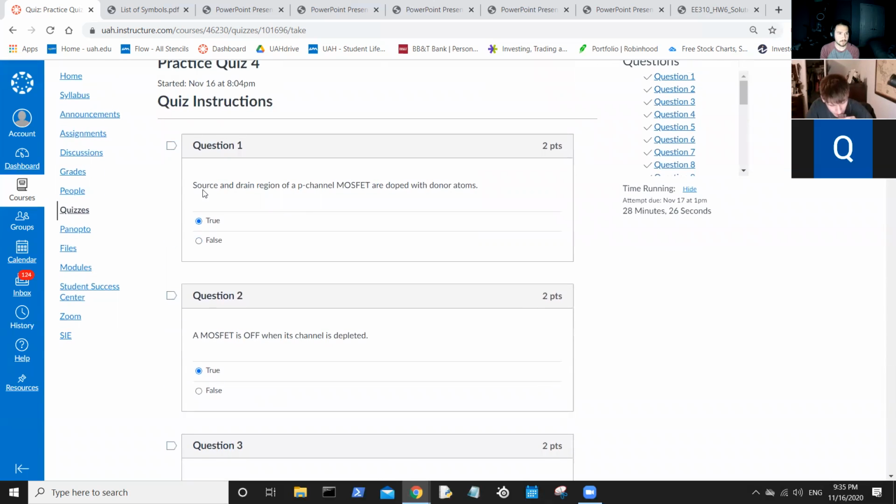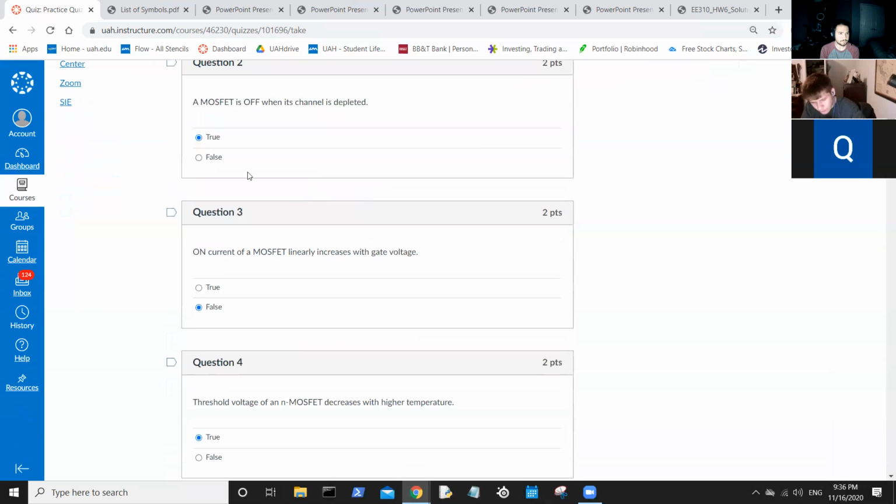So first off, question 1. Source and drain region of a P-channel MOSFET is doped with donor atoms. This is just a recognition thing. Yes, that is true. Unlike the previous silicons we've been working with, a P channel, which would normally denote acceptor, now denotes donor, and for N, the opposite is true as well. N now denotes acceptor instead of donor. So this is true. P is related to donor now.